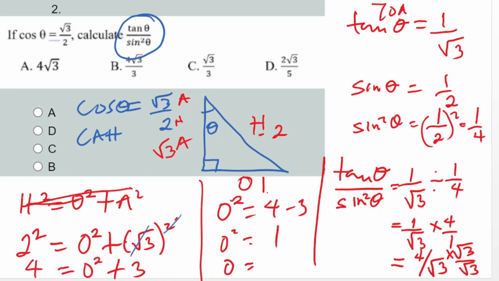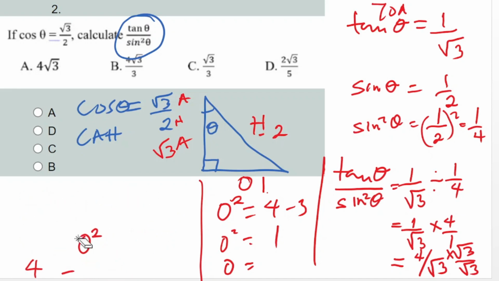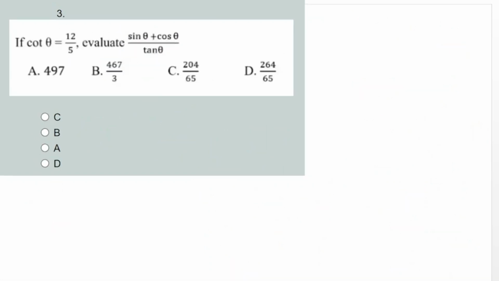Let's complete it here. This is going to give us 4 root 3 all over 3. That is option B. I hope that is very clear. So we go to the next question.